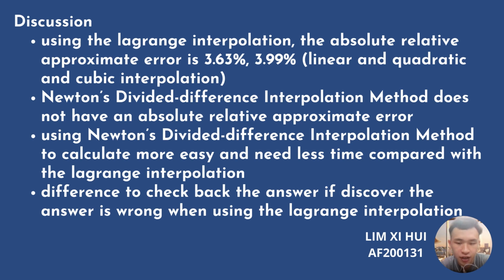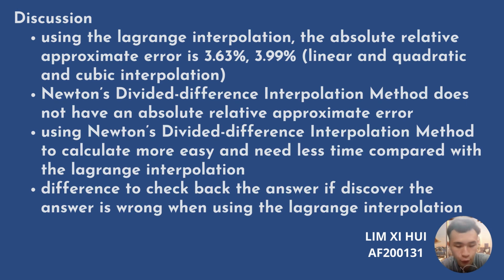For the discussions, using the Lagrange interpolations, the absolute relative approximate error is 3.63 for linear and quadratic interpolations and 3.99 for quadratic and cubic interpolations. The Newton divided difference interpolation method does not have an absolute relative approximate error. Using the Newton divided difference interpolation method to calculate is easier and needs less time compared with the Lagrange interpolation. It is difficult to check back the answer if we discover the answer is wrong when using the Lagrange interpolation.